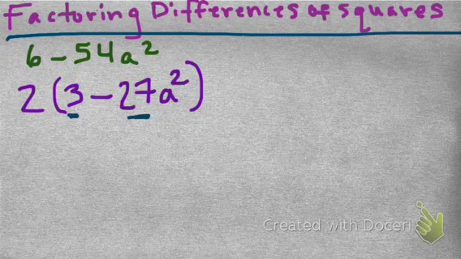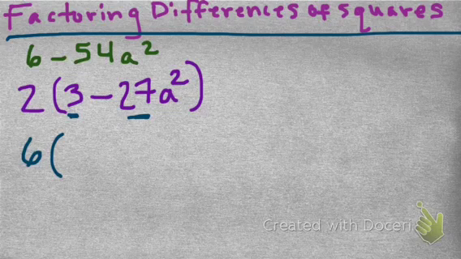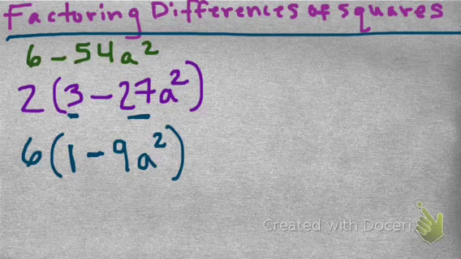I can divide by 3, because 6 is divisible by 3 and 54 is divisible by 3. But in fact, if it's divisible by 2 and by 3, that means it's divisible by 6. So I can pull out a whole 6. So let's do that instead. If I divide by 6, 6 divided by 6 leaves me with 1 for the first term. And then 54 divided by 6, that's 9. And then my a squared is also left inside.